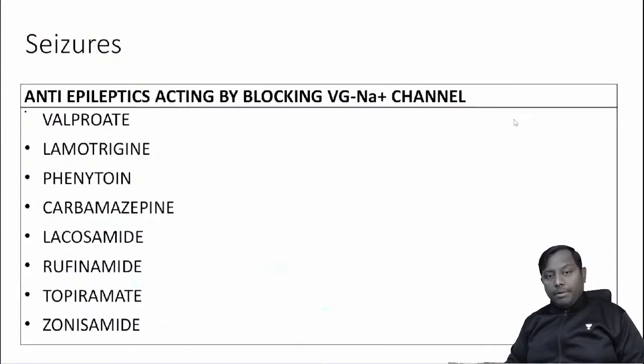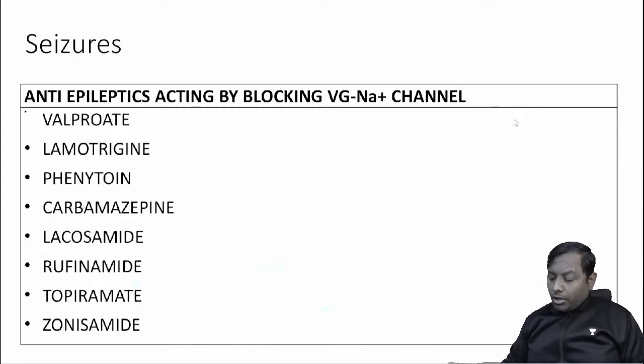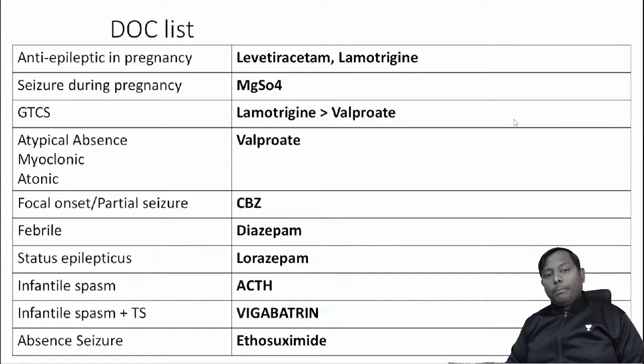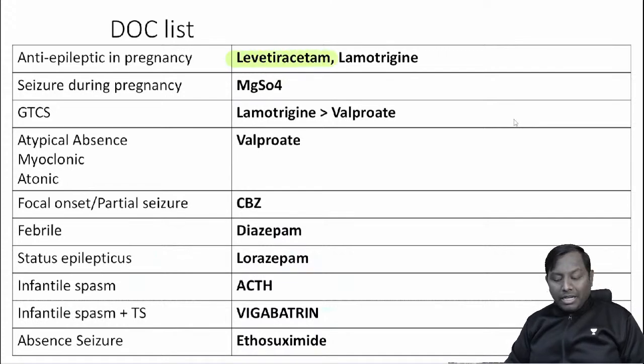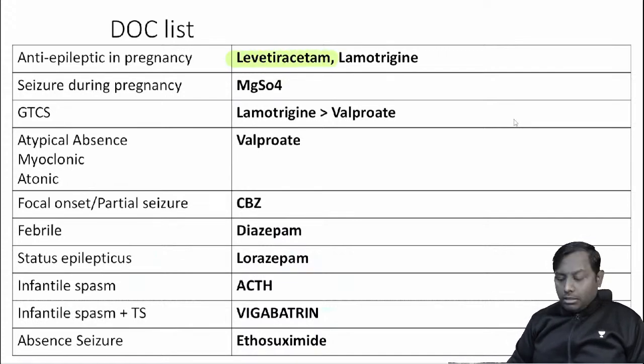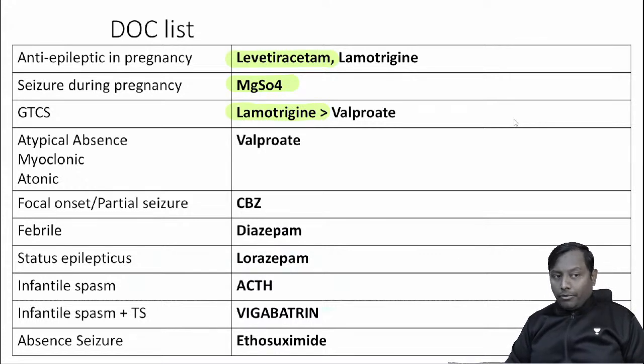Then these are again the anti-epileptic drugs acting as voltage gated sodium channel blockers. Do remember their important non-epileptic uses. Anti-epileptic drug of choice for pregnancy will be levetiracetam. Alternatively, we can even use lamotrigine. Seizure during pregnancy, we also call eclamptic seizure, is treated with MgSO4. Generalized tonic-clonic seizure, we can prefer lamotrigine. If it is not there, we can even go ahead with valproate.